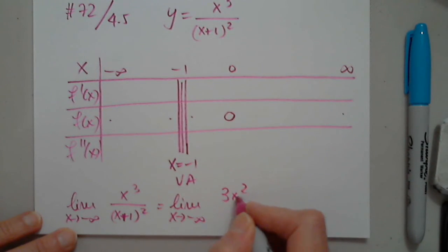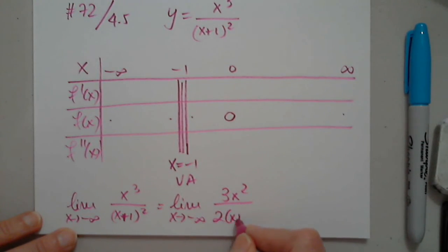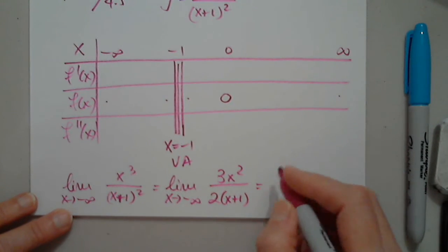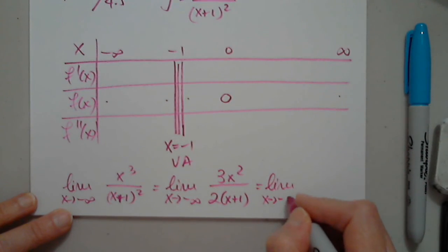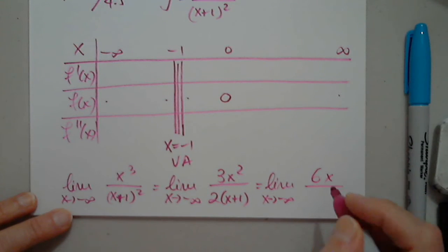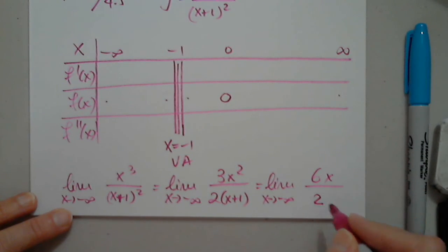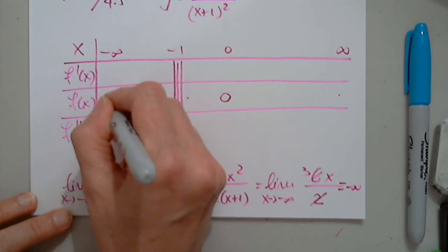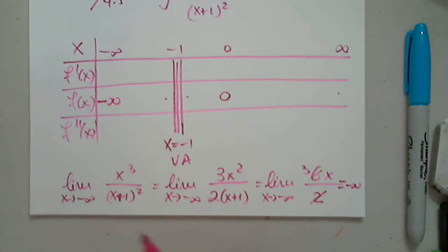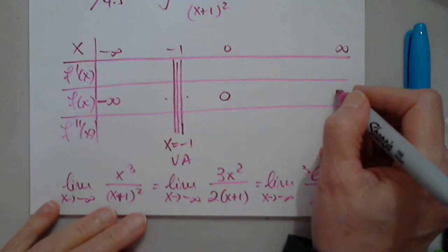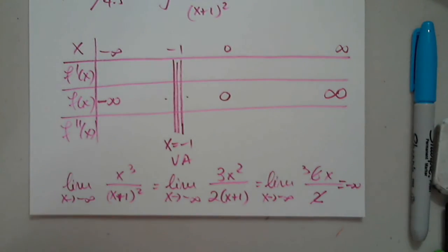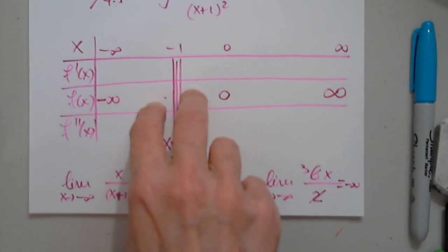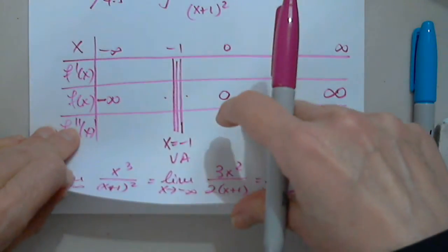So 3x squared over 2x plus 1. Again, infinity over infinity. Limit as x approaches -infinity, 6x over 2. I simplify. So when x approaches -infinity, this is -infinity. The process will be identical for x approaches infinity, and when I plug in infinity, it will be infinity. Good, so now let's find the limits left and right.